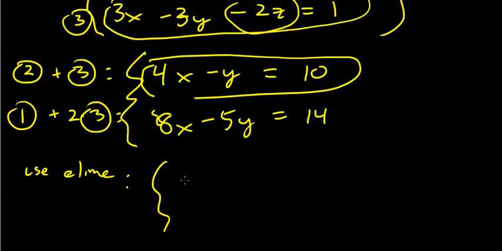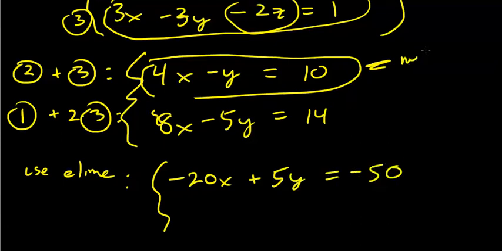Okay. Let's try that again. I'm going to multiply the top equation through by minus 5. So then I'll get a minus 20x plus 5y equals minus 50. Let me make a note of that. Multiply by negative 5, all terms, both sides of that top equation in the 2 by 2 system.